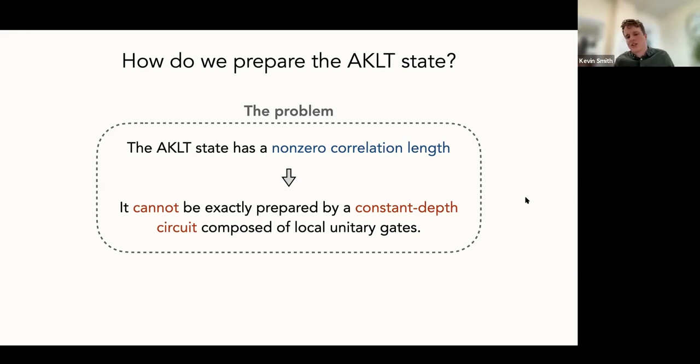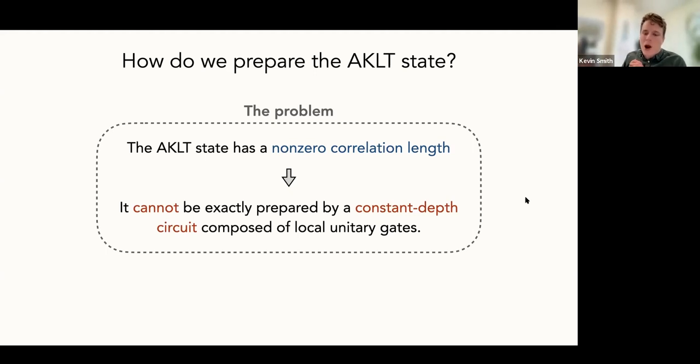The way to see this is that for any constant depth circuit that we write down, any circuit of a particular depth, there's always going to be some light cone. You're only going to be able to build up correlations within that light cone, and any correlations outside of it, you can't build up. So this is why the depth of the circuit needs to scale with the size of the state that we're trying to prepare.